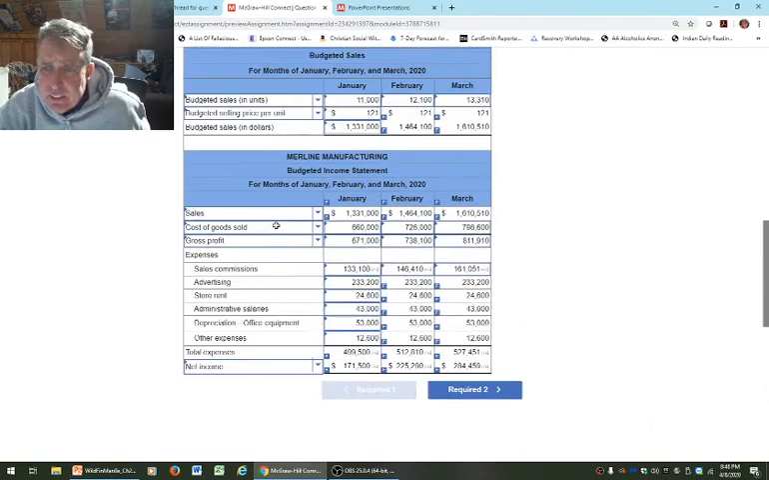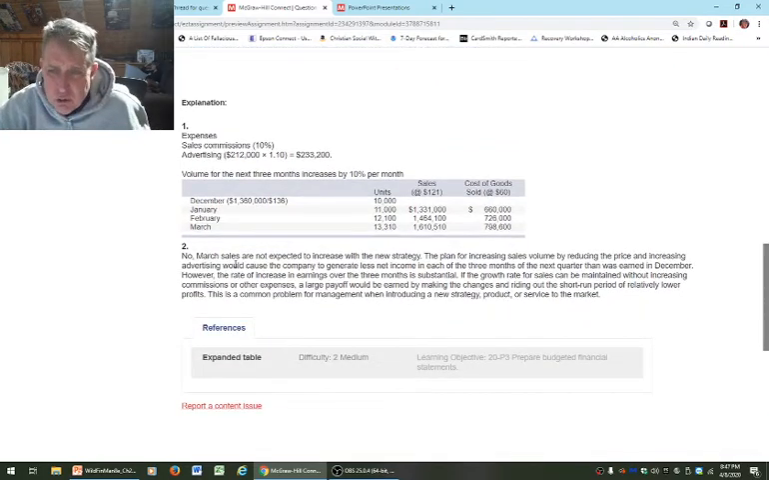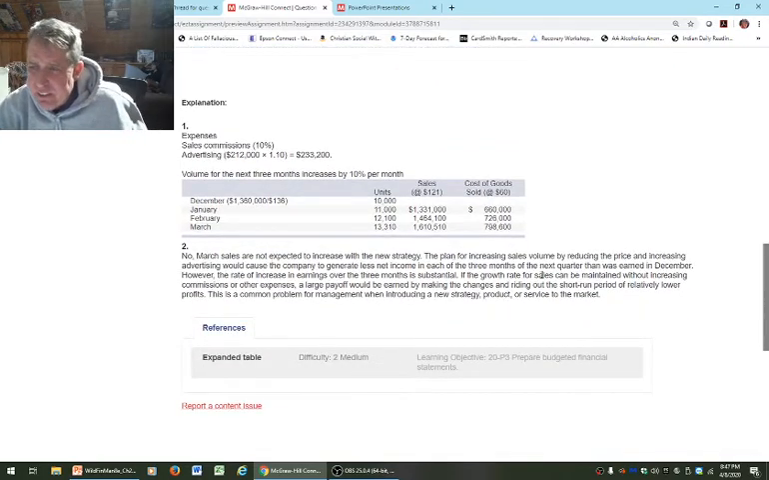And in the second section, requirement number 2, is net income from art expected to increase with the proposed strategy changes? The answer is no. Why? March sales are not expected. The plan for increasing sales volume by reducing the price and increasing advertising would cause the company to generate less net income in the next 3 months and next quarter. And here's your sales and your COGS. You can get to your net income.